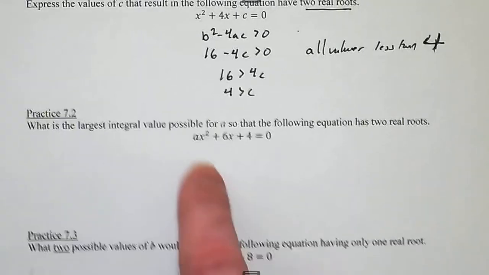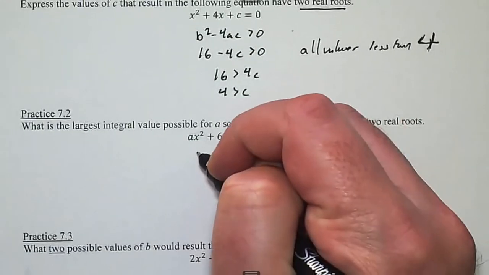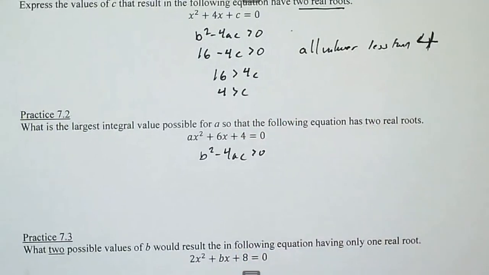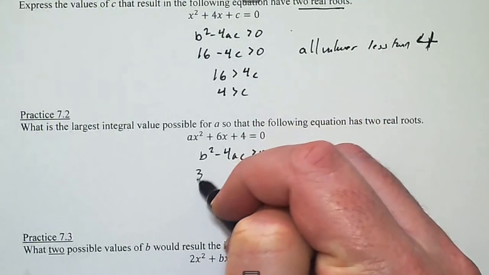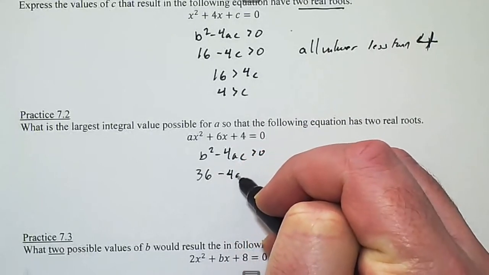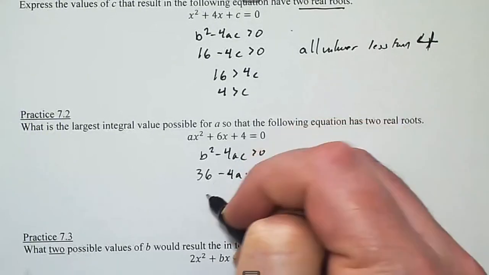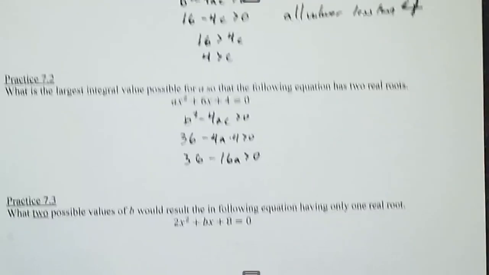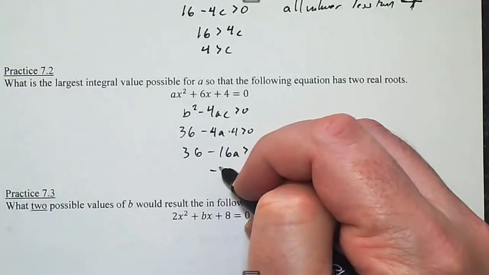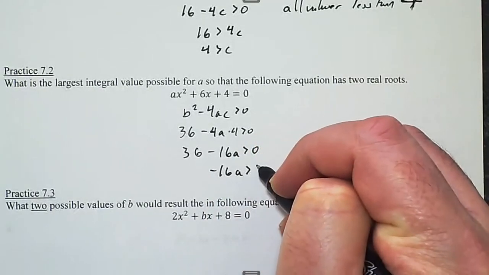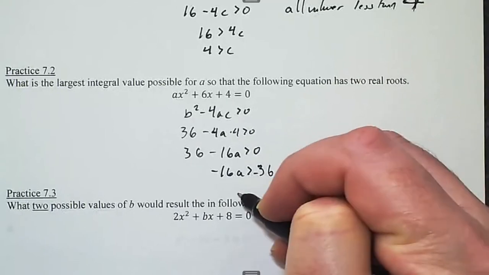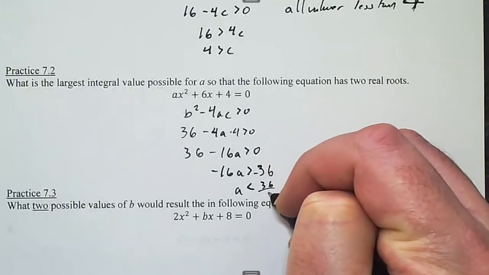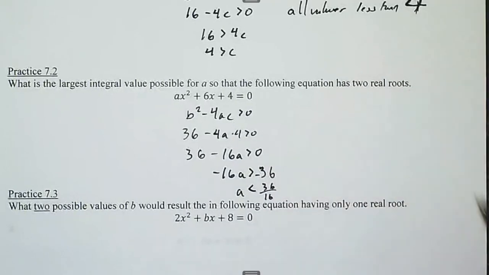Okay, so in order for this equation to have 2 real roots, the b squared minus 4ac must be greater than 0. So 6 squared is 36, a, and then c is 4. So I have 36 minus 16a must be greater than 0. I'll subtract 36 from each side and divide by a negative 16, so I have to flip the sign.